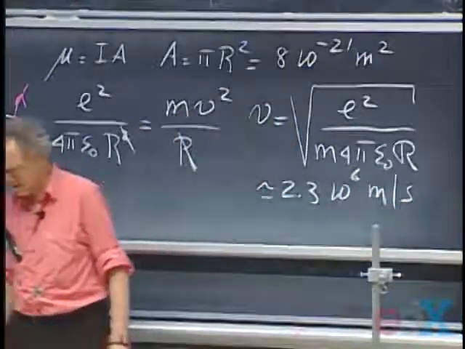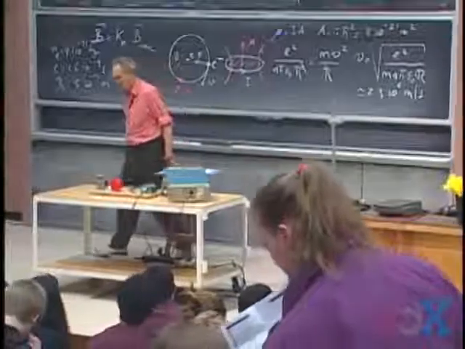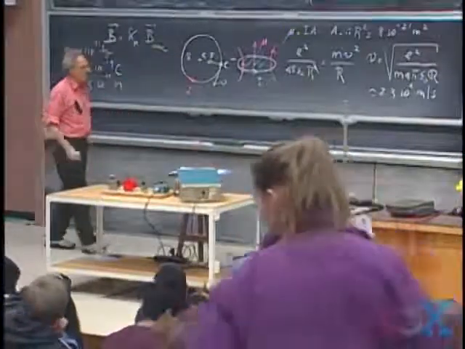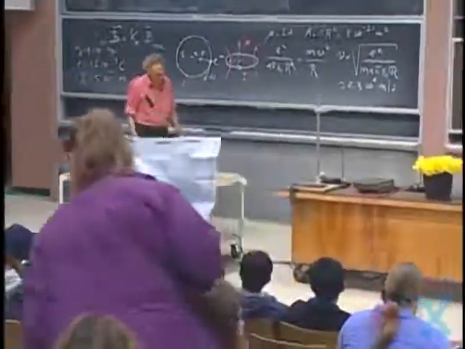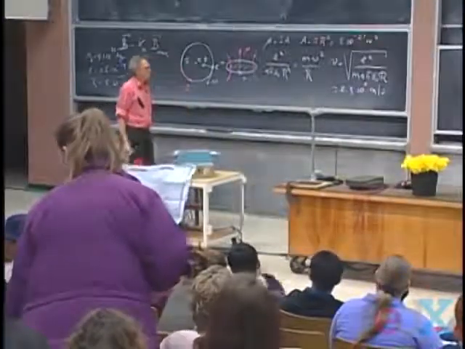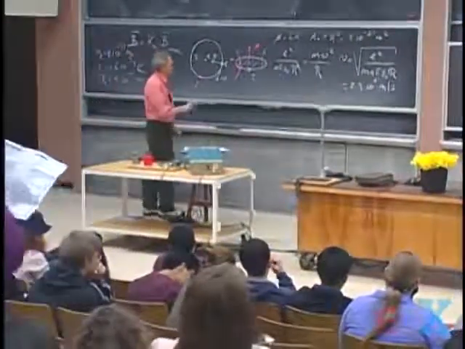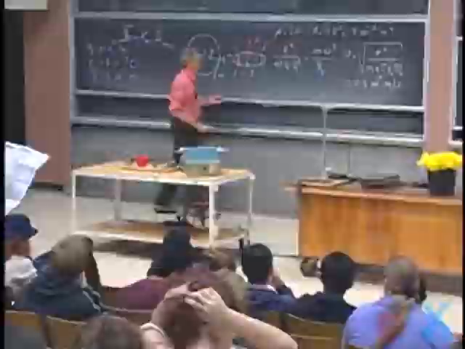It's an immensely high speed, 5 million miles per hour. If this were a straight line, you would make it to the moon in 3 minutes. 5 million miles per hour. This electron goes around the proton.